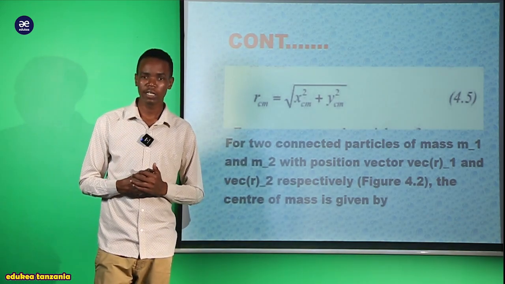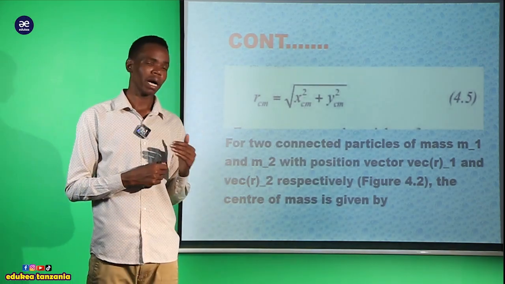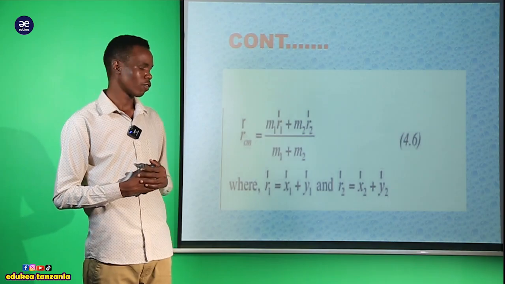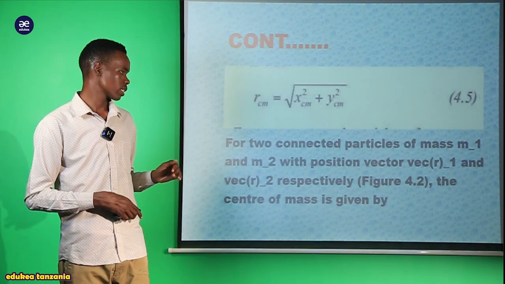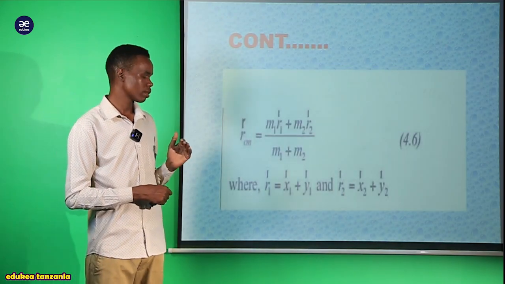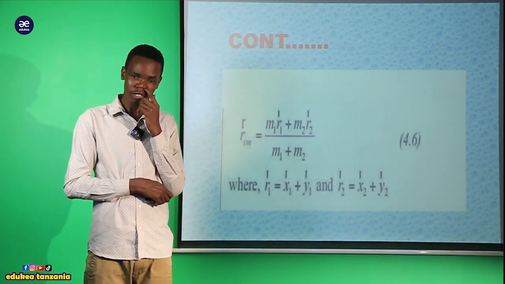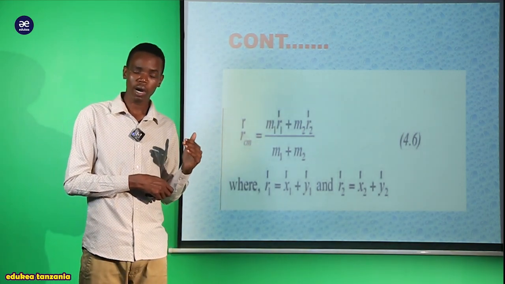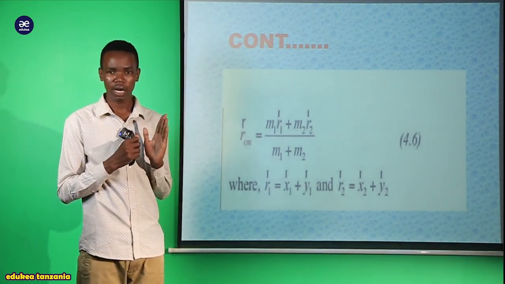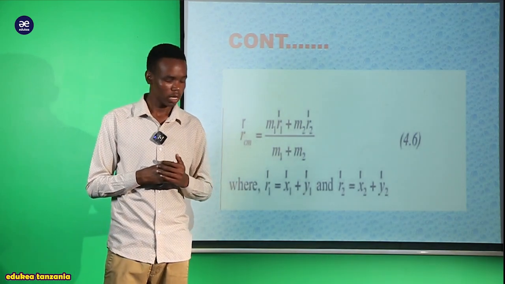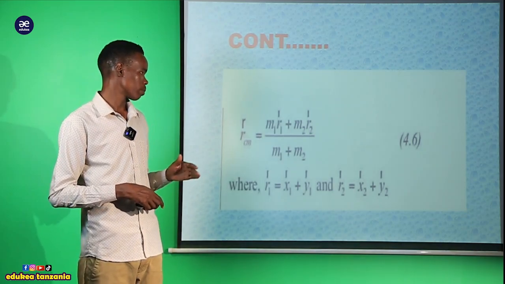So the center of mass is given by this. We obtain the center of mass written in this form. The center of mass for this position vector, we could indicate, R of the center of mass, must be equal to m1 times the vector r1, then we add m2 times the vector r2, then divide by the sum of the masses, mass 1 plus mass 2.